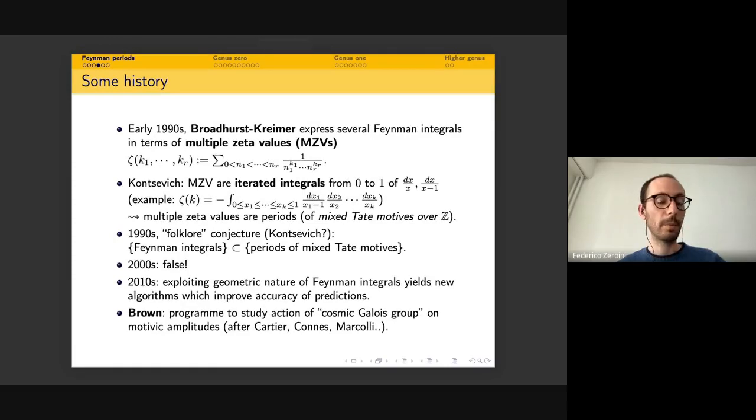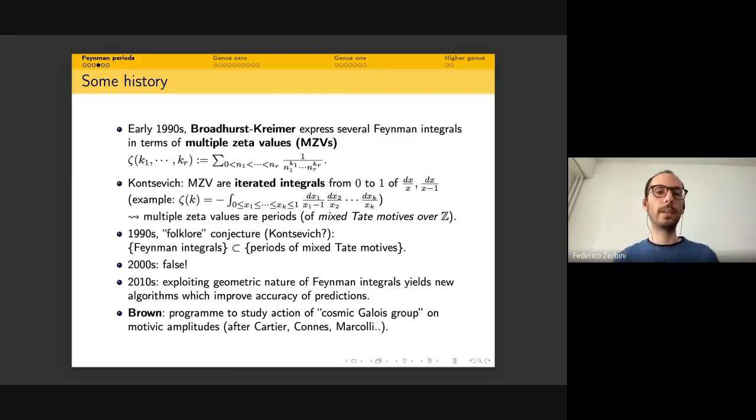And also let me mention that there is a big program, because for mathematicians also it's interesting, the mathematical structure of amplitudes. There is this big program initiated by people like Cartier, Kontsevich, and Marcolli that is now carried on by Francis Brown especially and his collaborators to study the motivic amplitudes, so to give a motivic meaning to amplitudes and to study the action of the motivic Galois group behind, which people call the cosmic Galois group. Okay, so this was just to give a little bit of background.